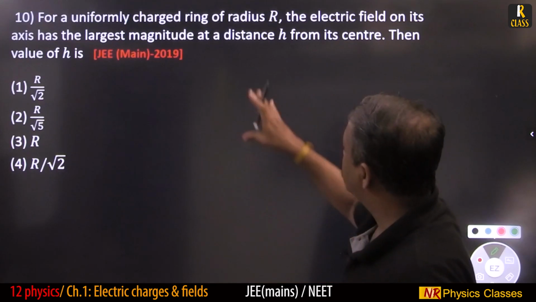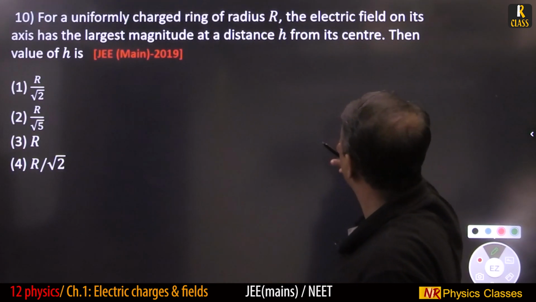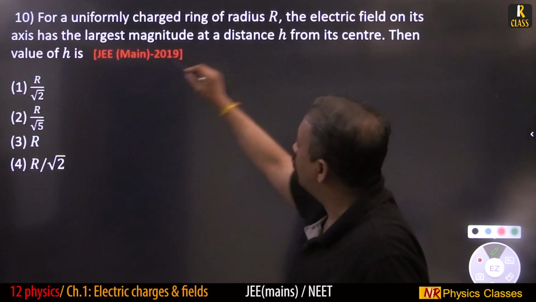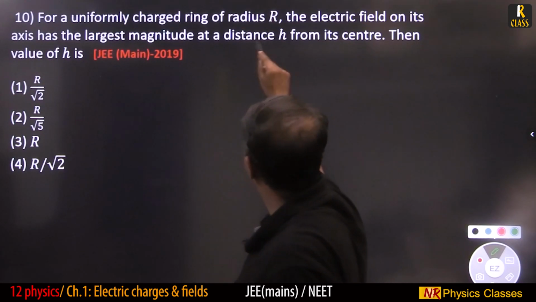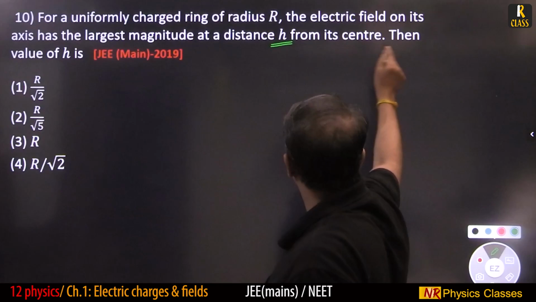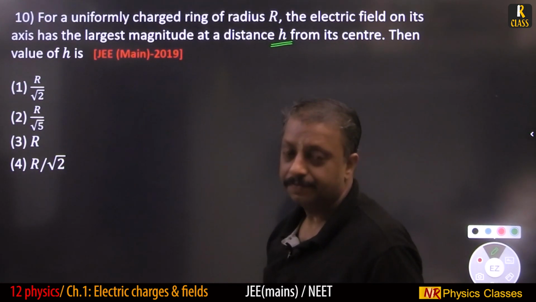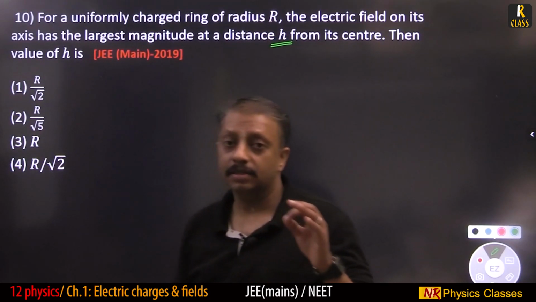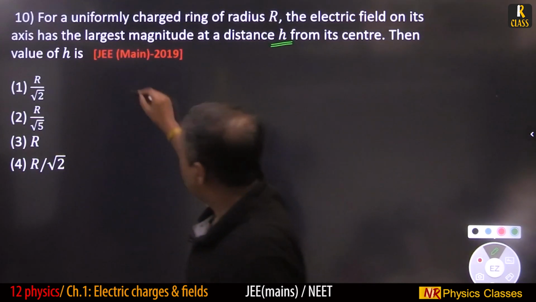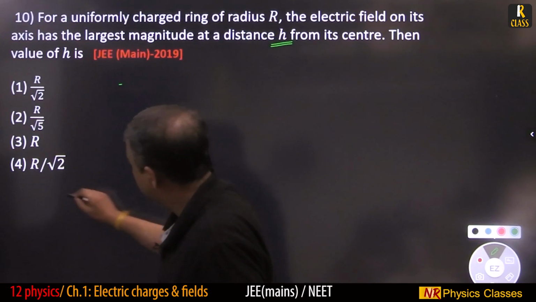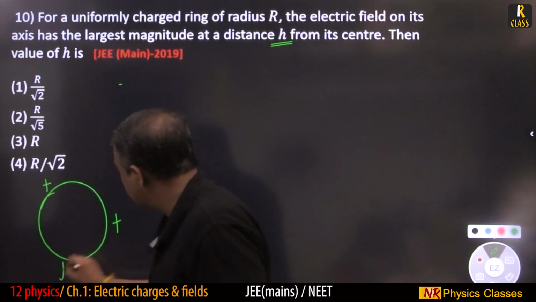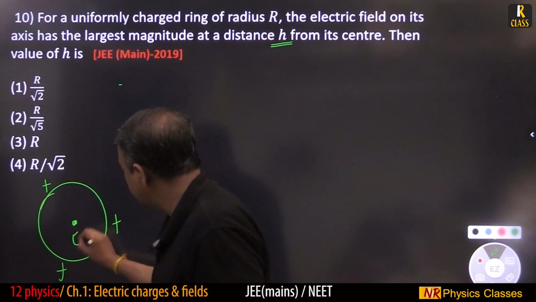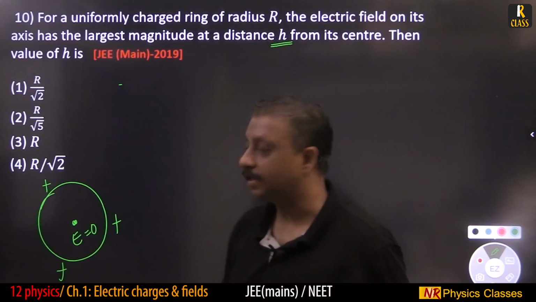For a uniformly charged ring of radius r, the electric field on the axis has the largest magnitude at distance h from its center. Then the value of h is? Standard concept. If this is a ring of charge, the electric field exactly at the center is 0. Done.